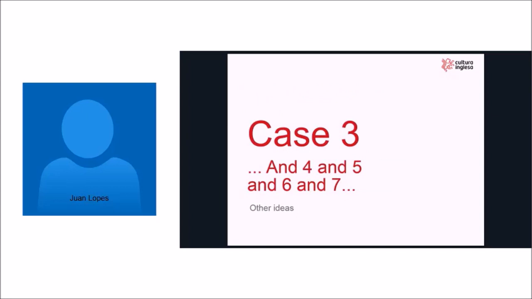So this is what we had for case 3 and 4 and 5 and 6 and 7. This is the idea that we can use differentiation to help our students in Cultura in groups learn better. And of course, this can be applicable to our groups in the branch as well. Do you have any other ideas that we could use to help differentiation happen in the classroom, or anything that you have tried before that worked or didn't work and that you would like to bring up?